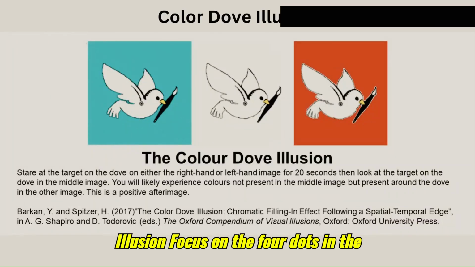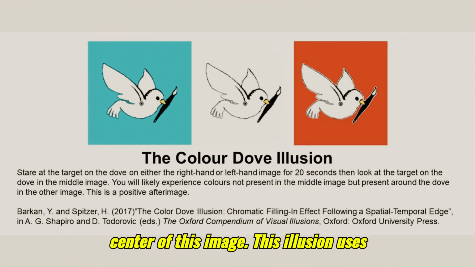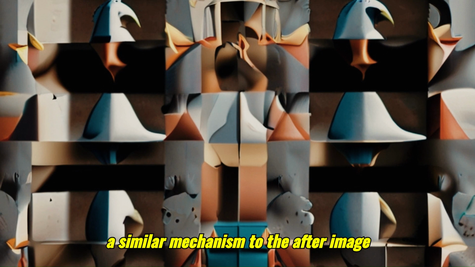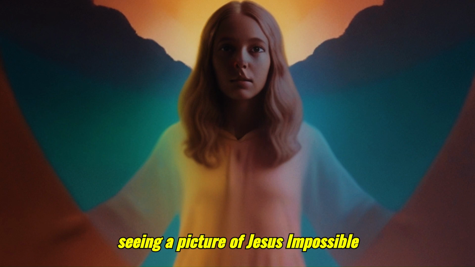Color dove illusion. Focus on the 4 dots in the center of this image. This illusion uses a similar mechanism to the afterimage illusion, but creates existing images like faces. Right now, you should be seeing a picture of Jesus.